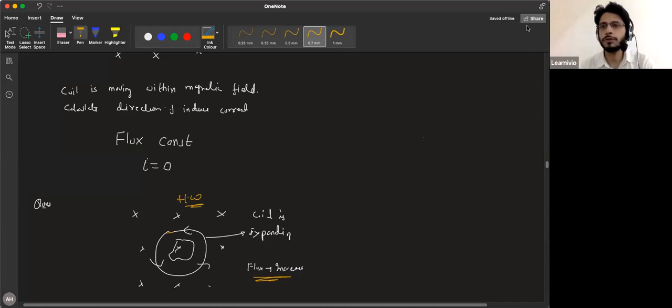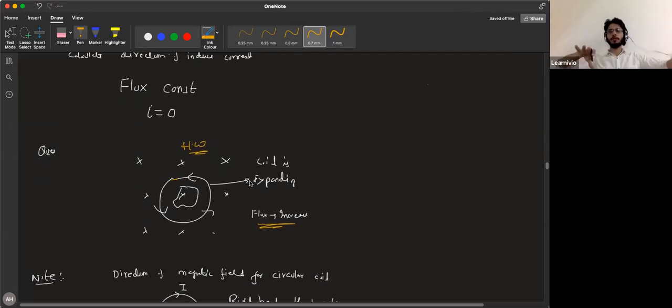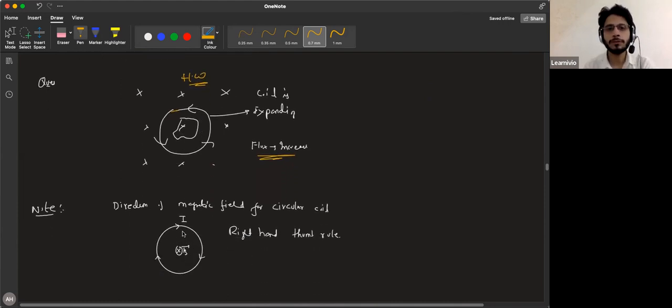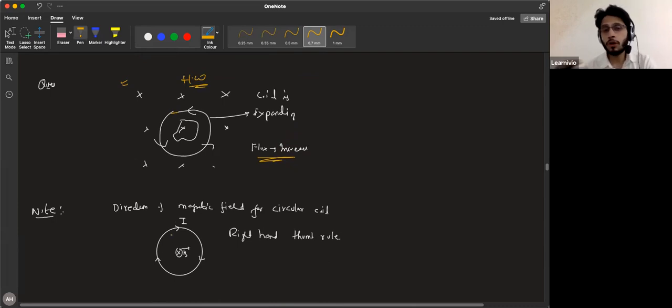Sorry, some network issues. So this will be your homework. If the coil is not moving anywhere in the magnetic field, it's expanding. So its area is increasing, flux is increasing, the induced current will be anti-clockwise. That's your homework. The next logic that you will be using in the next question, the logic that we did in chapter number 4, is, if the current is clockwise and you curl your fingers along the sense of current, the thumb will give the direction of magnetic field.